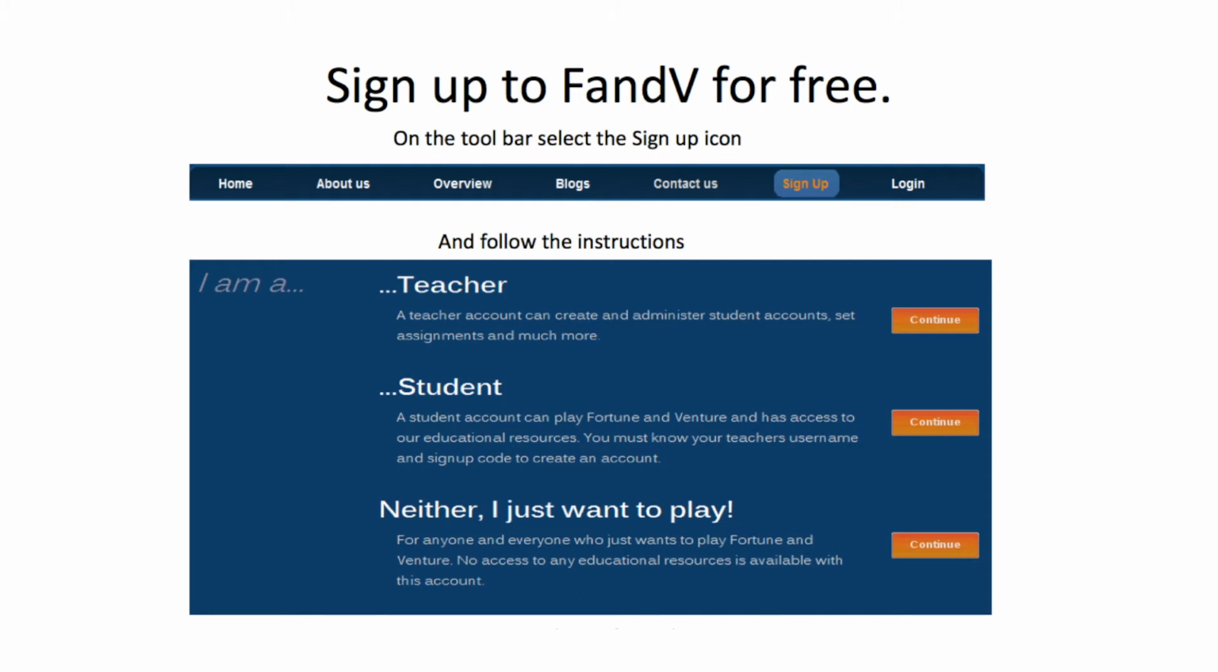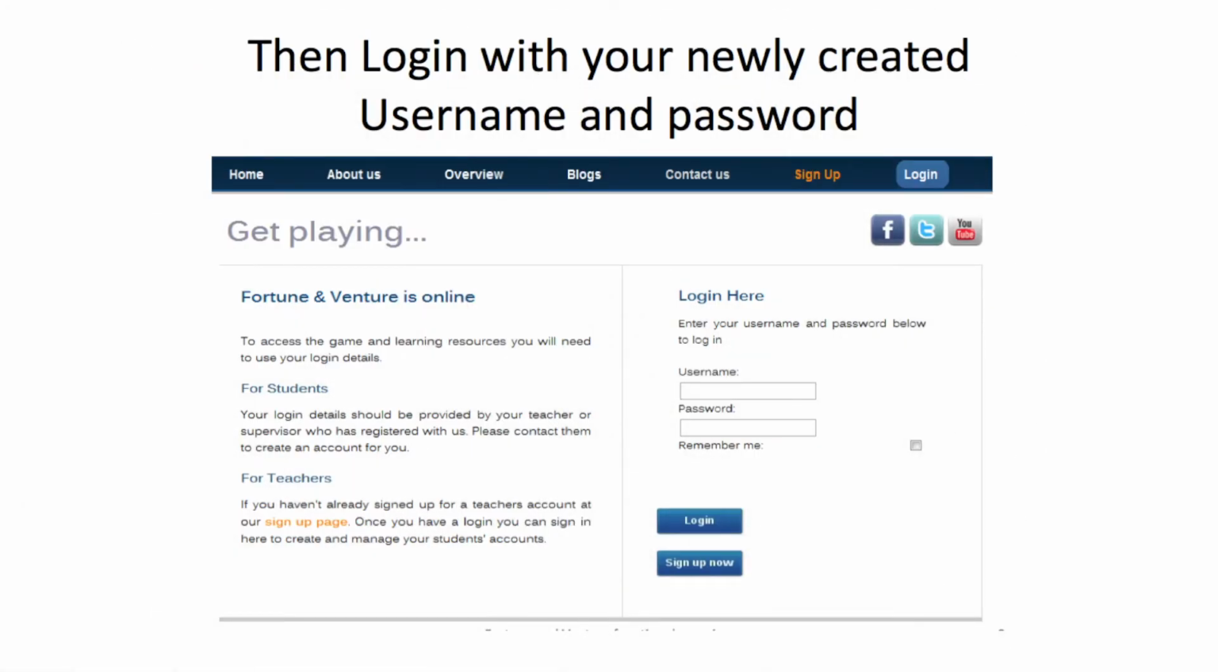You must know your teacher's username and sign-up code to create an account. Or, if you are neither, you may still play, however you will not have access to any educational resources that are available with the game. Then log in with your newly created username and password.